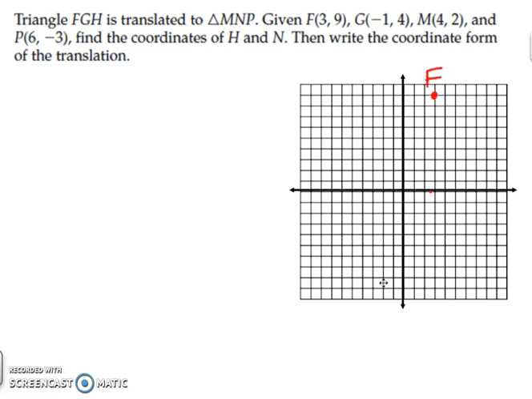And then G is at (-1, 4). And I'm missing that third part of that triangle. So I'm going to switch colors here and talk about M, which is at (4, 2). And then P, which is at (6, -3).